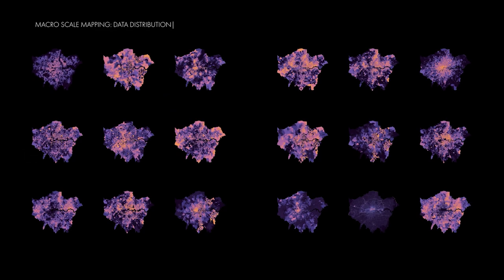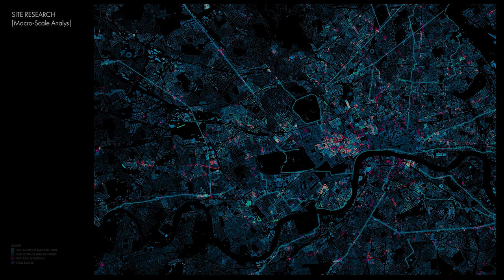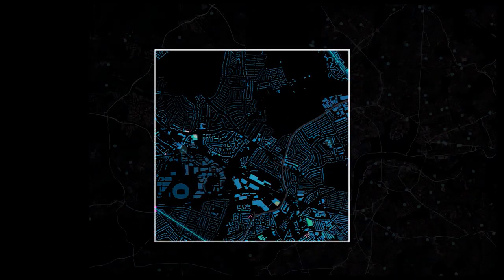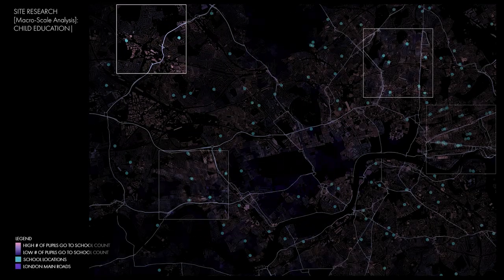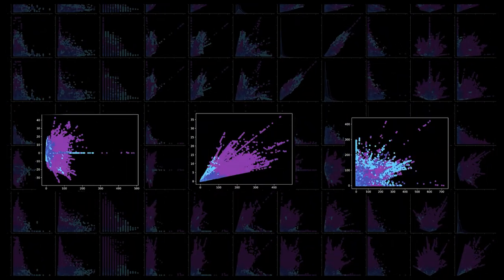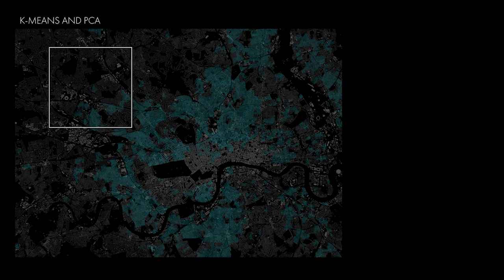We gathered different datasets related to children in London and mapped them out. The datasets included the number of children that go to school, child obesity, fast food outlet counts, and transport accessibility. We analysed the interrelations among 18 distinct datasets as shown below. We found out that obesity percentage and transport accessibility are positively correlated to other datasets. We used principal component analysis, PCA, to explore key factors affecting children's development and education.